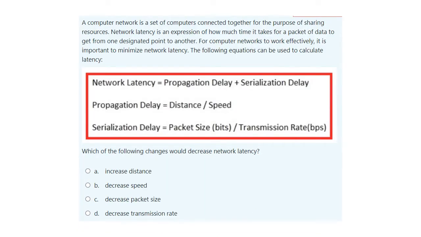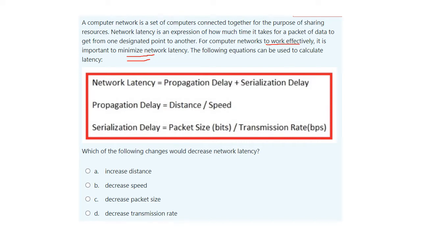Now, a computer network, this seems quite strange, but a computer network is a set of computers connected together for the purpose of sharing resources. Network latency is an expression of how much time it takes for a packet of data to get from one point to another. For computer networks to work effectively, it is important to minimize network latency. So for effective work, you need to minimize the latency.